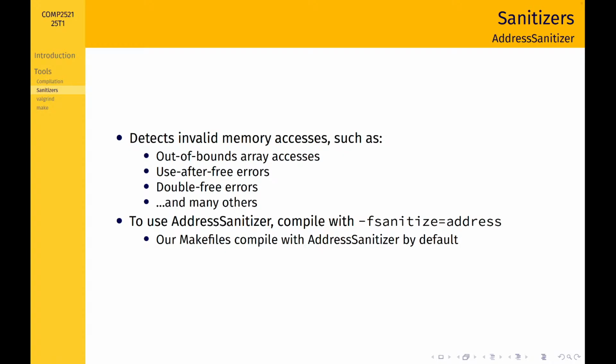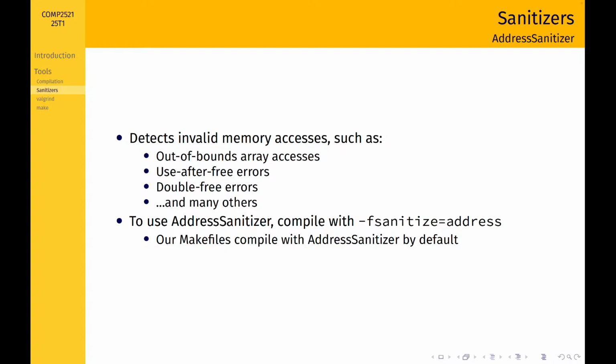We also have use after free errors. So you guys know what a use after free error is, right? It's when you free some bit of memory and then you access that bit of memory later on. That's not valid, and the sanitizer will catch that. And double free errors, that's when you try to free something twice, and so on.